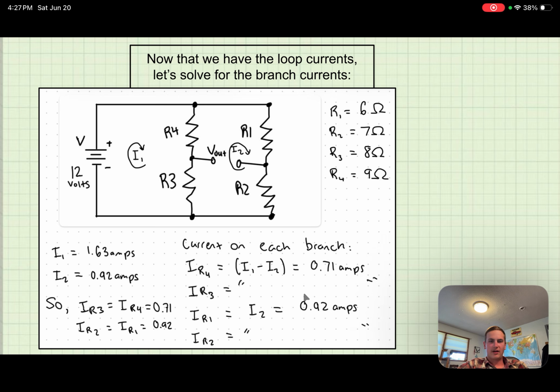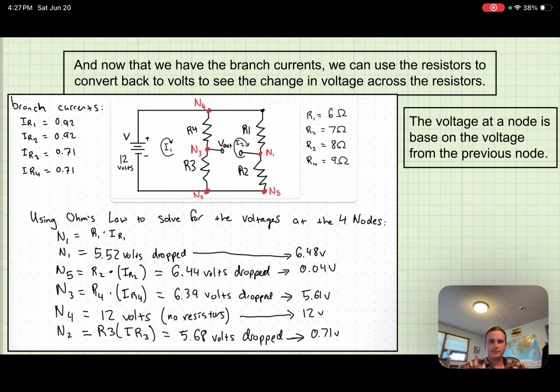I solved for them down here, of course, and they literally equal the same thing. So, yeah, I guess that's nice. It's just how it ended up working out. Now that we have the branch circuits, we can use the resistors to convert back to volts to see the change in voltage across the resistors.